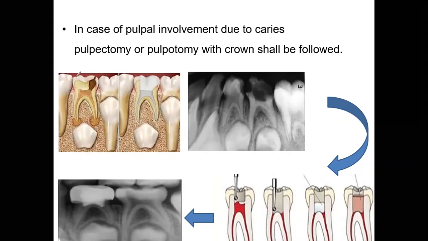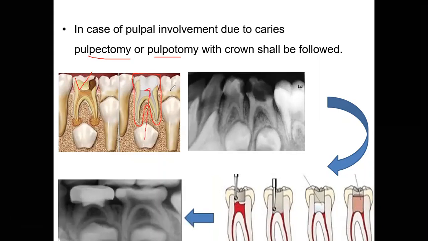So such cases shall be treated with either pulpectomy or pulpotomy in order to keep this tooth as a space maintainer. This tooth will behave as a space maintainer. For whom is this tooth maintaining the space? For this tooth, which is going to arise in the oral cavity.